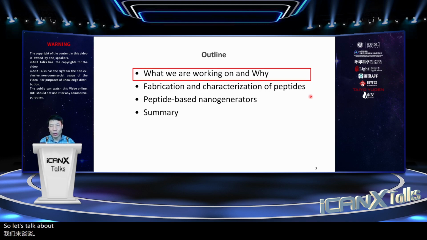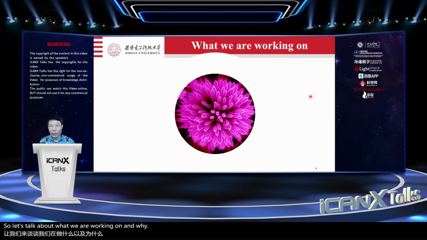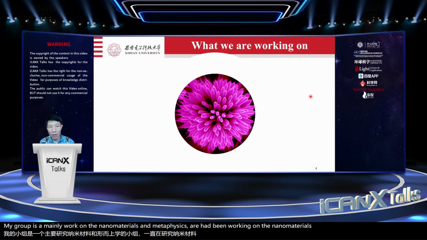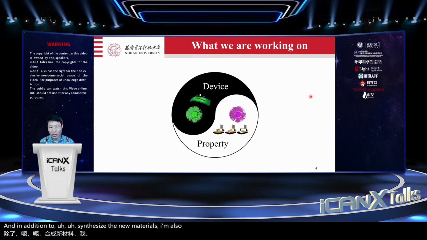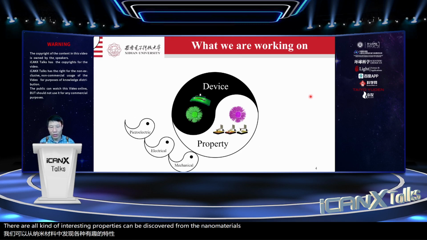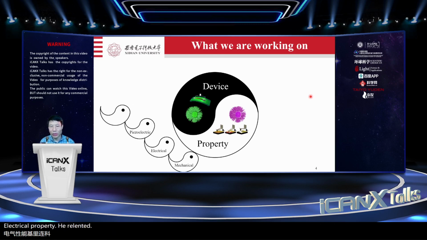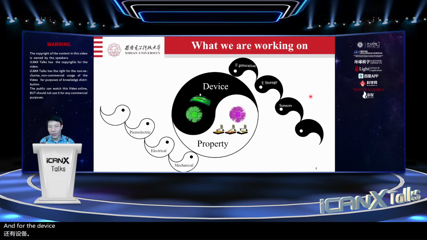So let's talk about what we are working on and why. My group mainly works on nanomaterials. As a matter of fact, I have been working on nanomaterials for over 20 years. I like nanomaterials. And in addition to synthesizing new materials, I'm also interested in studying their properties and fabricating devices. All kinds of interesting properties can be discovered from nanomaterials. For example, what I'm interested in includes the mechanical property, electrical property, piezoelectric property, etc. And from the device point of view, my group is mainly focused on energy harvesting, energy storage, sensors, etc.